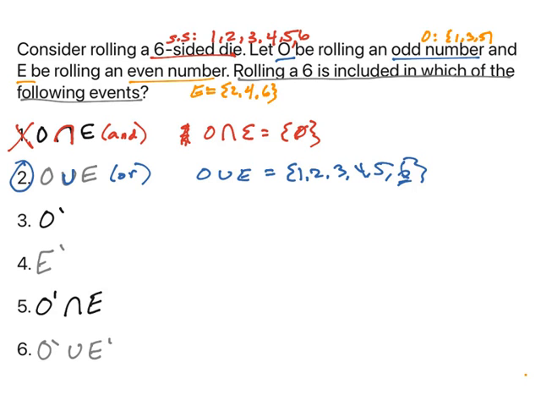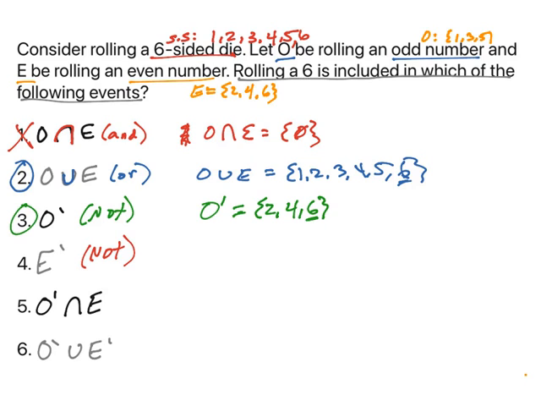Okay. Let's go to O prime. Well, O prime means not. So we want not O. Well, in this case, if it's not odd, that means it's even. So O prime are the even numbers, 2, 4, 6. 6 is there. This is a winner. Number 4, E prime.